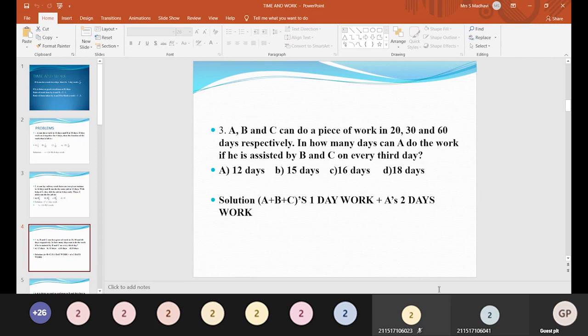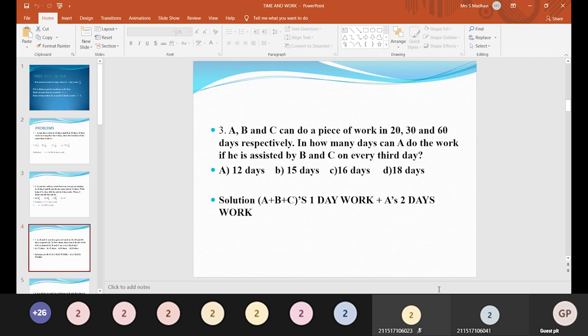I'll give you the solution. The hint is A plus B plus C is 1 day's work plus A is 2 days work. Here, A plus B plus C is 1 day's work. Easily we can calculate from the data given in the question. That is 1 divided by 20 plus 1 by 30 plus 1 by 60, which is equal to 1 by 10. See, A plus B plus C is 1 day's work is 1 by 10.